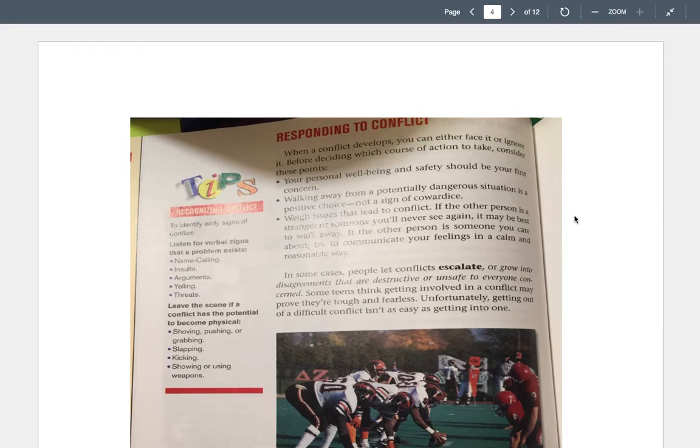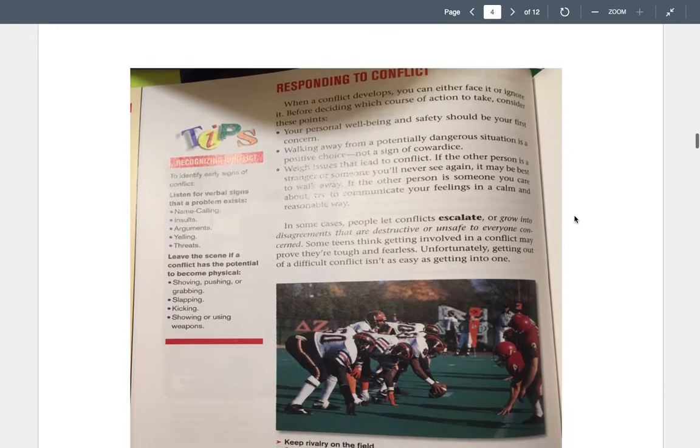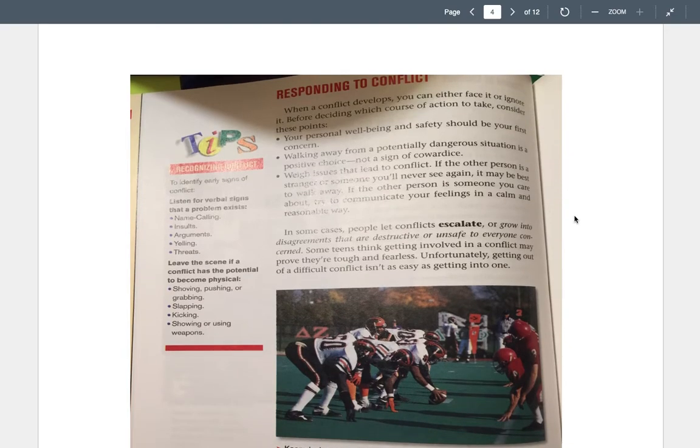So responding to conflict is this section for today. When a conflict develops, you can either face it or ignore it. Before deciding which course of action to take, consider these points. Your personal well-being and safety should be your first concern when there's a conflict. Your personal well-being and safety. I think this is really important. The second one I think is really important.